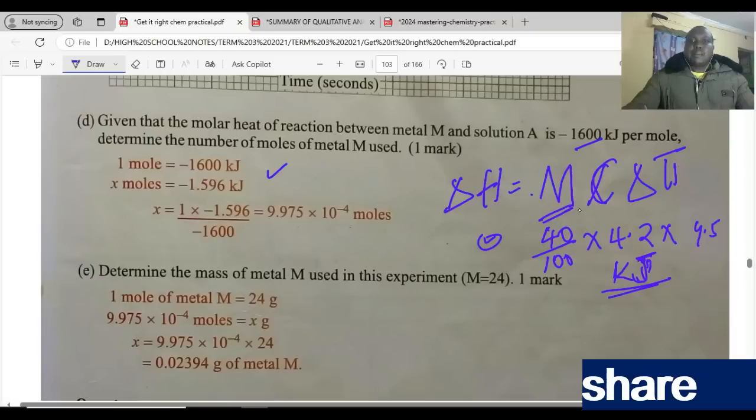So the number of moles of the mass of the metal used was able to produce this. Now you will ask for 1 mole if you are asked. So it depends on the question, the way it comes.